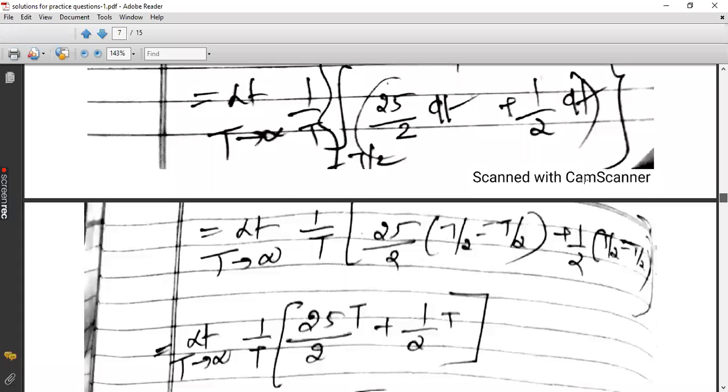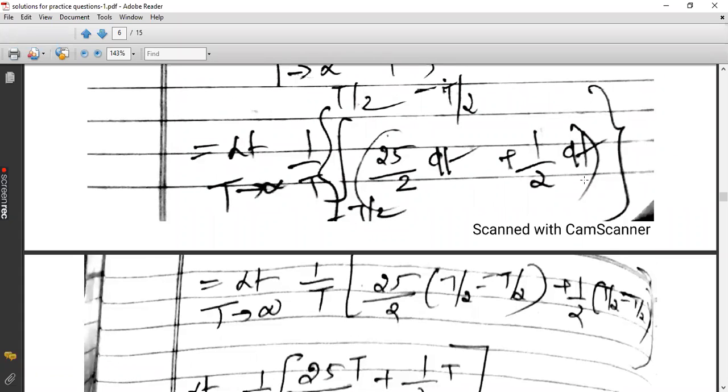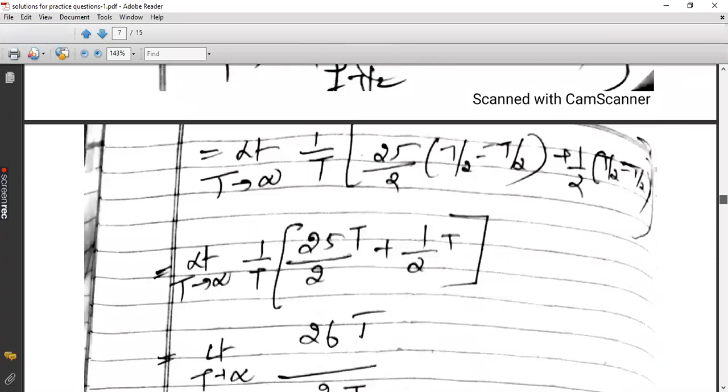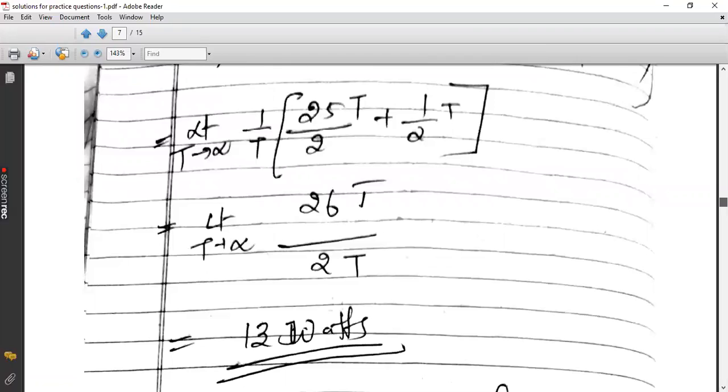So 25 by 2 you will take outside, integral dt is t, then apply upper limit minus lower limit and then simplify. T by 2 minus minus T by 2 will become T. So 25 by 2 into T plus 1 by 2 into T. Also outside the bracket you are having 1 by T. So if you add this, you will be getting 26T by 2, that is 13T. So that T will get cancelled with the denominator T. Finally, you don't have any more T to substitute for the limit. I told you, before applying the limit, you should be able to cancel the terms. So you have cancelled T, so that the answer will become 13 watts.